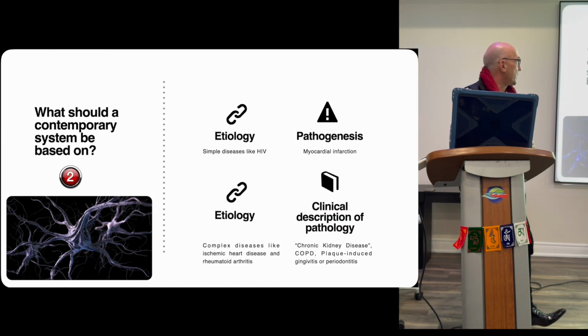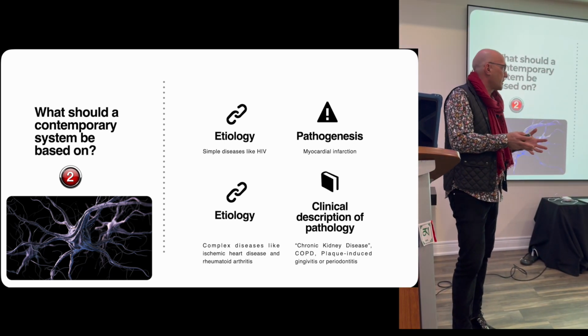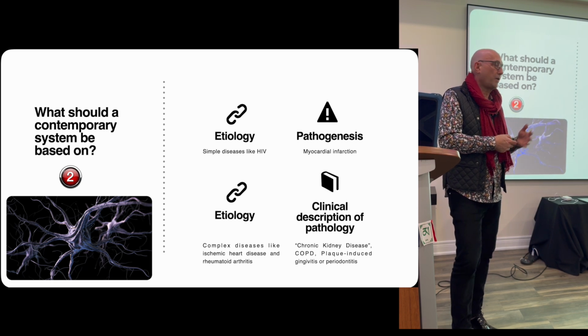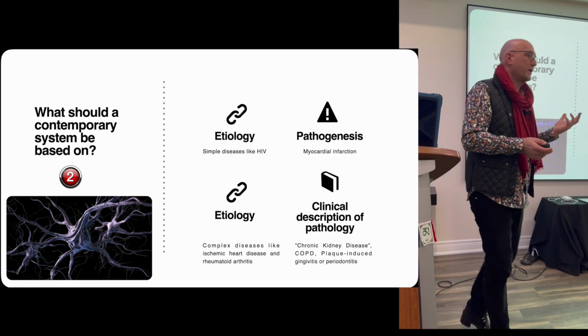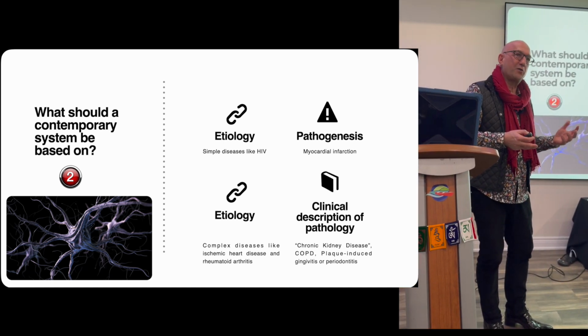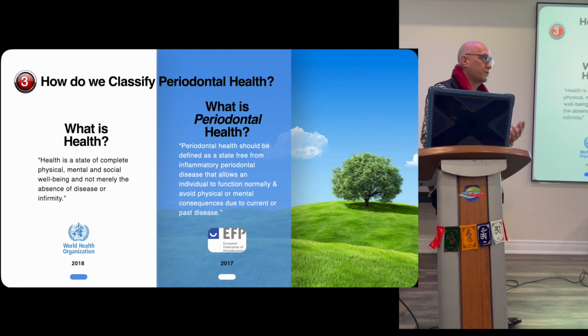A contemporary system should be based on etiology, pathogenesis, and a clinical description of the pathology, right? So we have these things that we're able to look at what causes it. So let's base our diagnosis on etiology and pathogenesis rather than somebody's name, right? I heard Ehlers-Danlos syndrome again today, and that's really nice that it was named after that, but it would be really great if we could narrow that down into something else. So let's base it on something that's understandable and helpful rather than complementary to the person who discovered it.